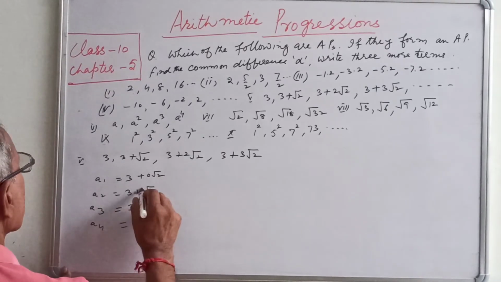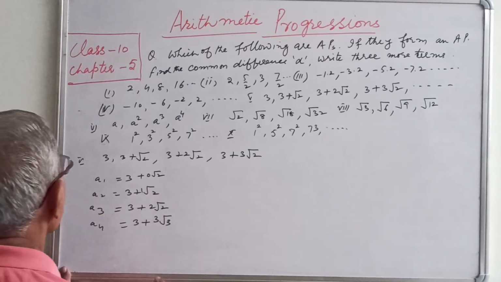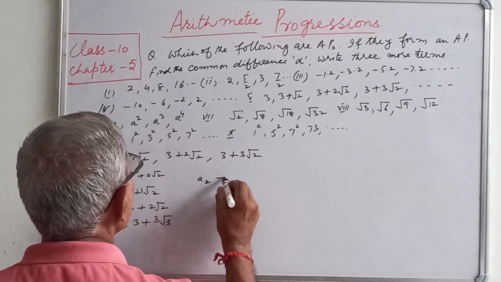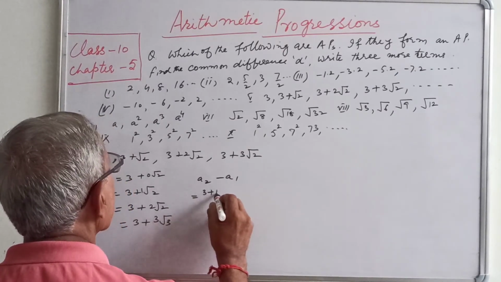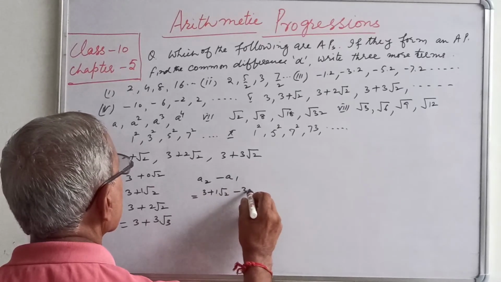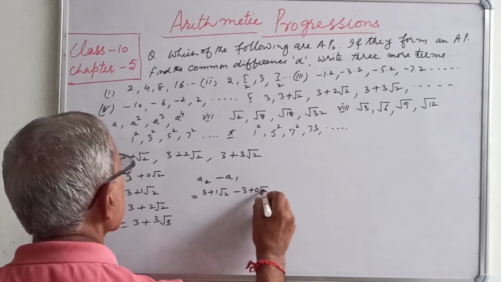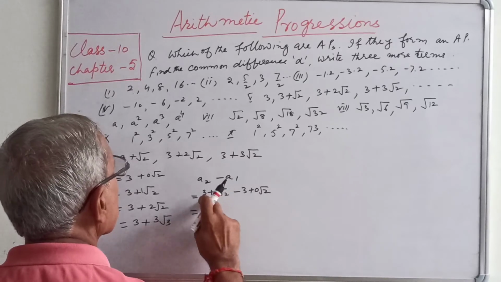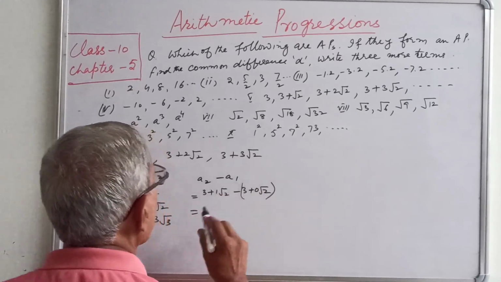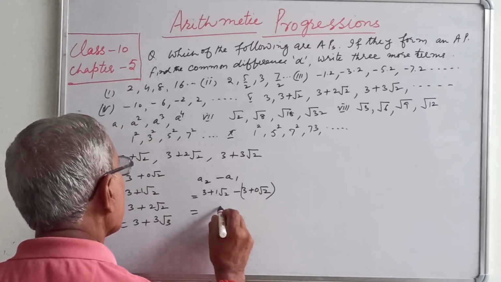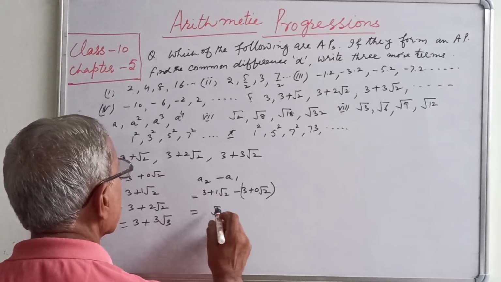So 0 under root 2, 1 under root 2, 2 under root 2, 3 under root 2. So A2 minus A1 will be 3 plus 1 under root 2 minus 3 plus 0 under root 2. So in this way, 3 minus 3 gives 0, and we get 1 under root 2 as the difference.